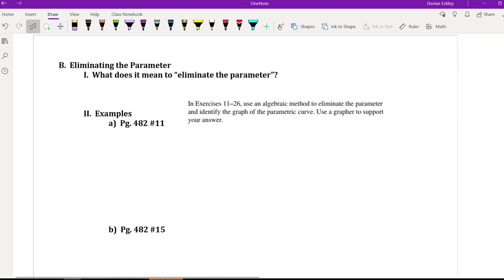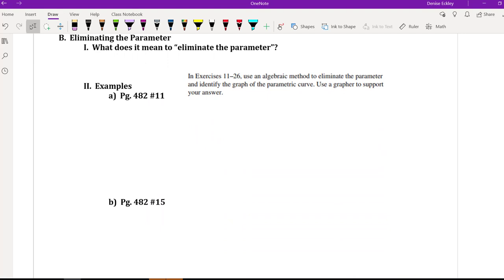Okay, next, how do we eliminate the parameter? What does that mean? Sometimes we may not want t in there, especially if we're looking at the behavior of the function. Sometimes we do want it there because we want to break it into what's happening in each direction, the horizontal and vertical. But at other times, we want to just see what's going on with the curve as a whole.